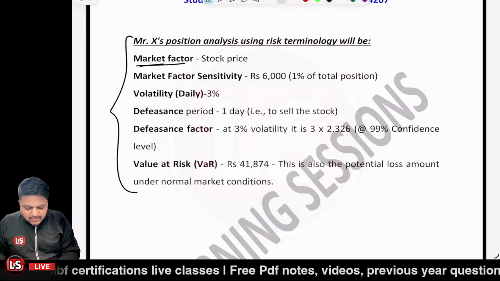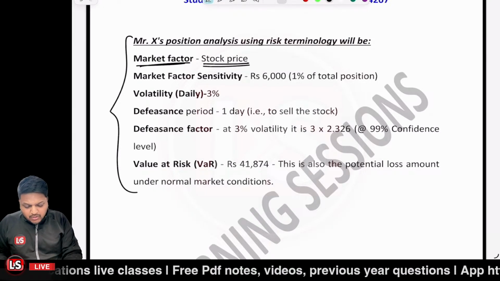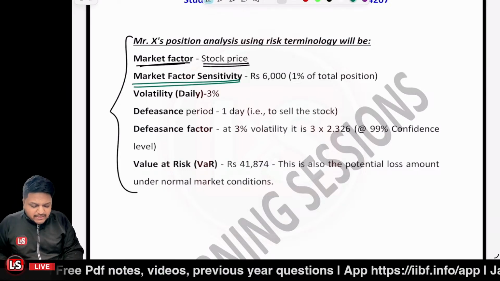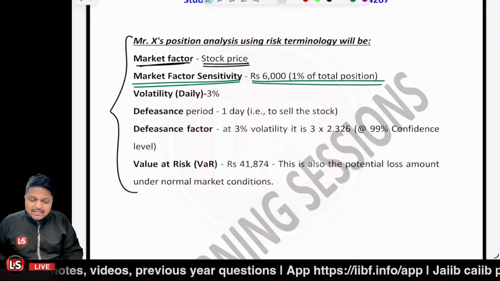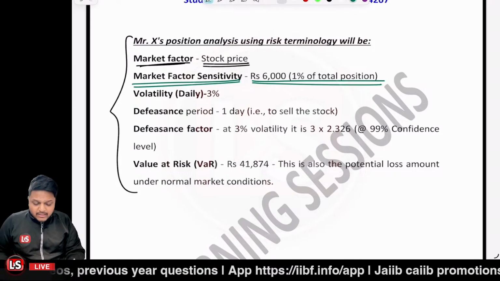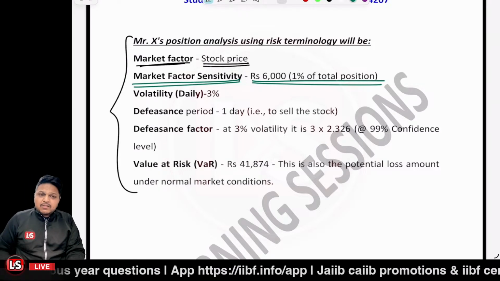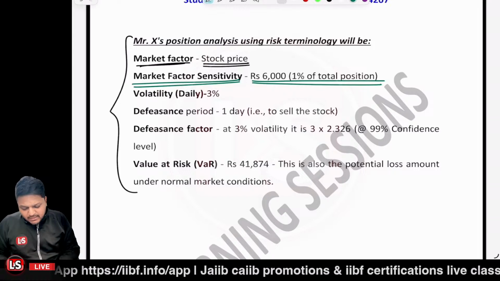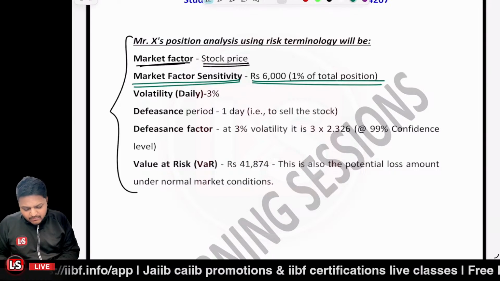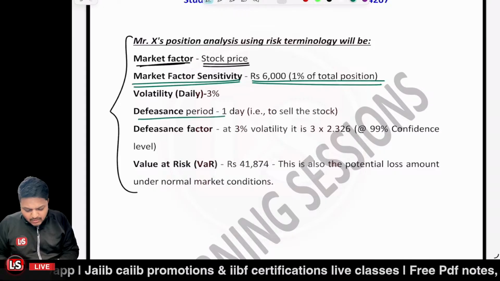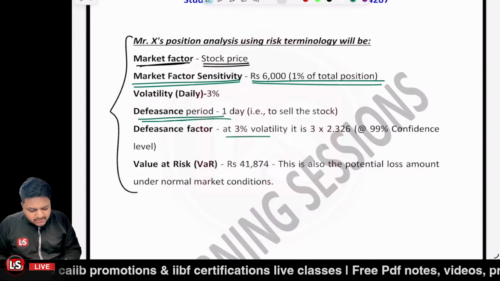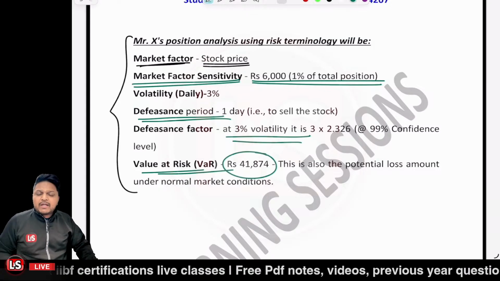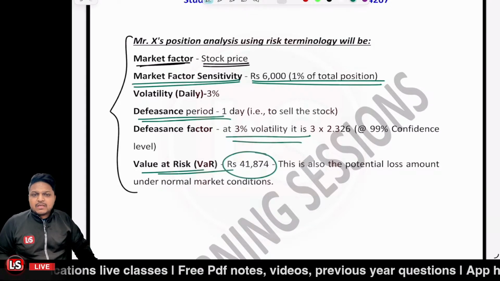Market factor, it's a stock price because you have taken the position in the stocks. Market factor sensitivity is rupees 6,000, that is 1% of the total position. That's a sensitivity factor, that for every single 1% the change is 6,000. The daily volatility is given to be 3%, and the deficiency period is 1 day, that is sell the stock, and the deficiency factor is 3% volatility, and value at risk is given to be 41,874. Is that clear?